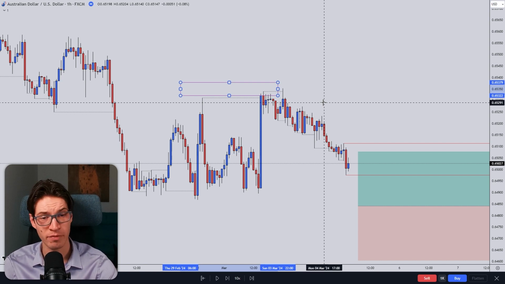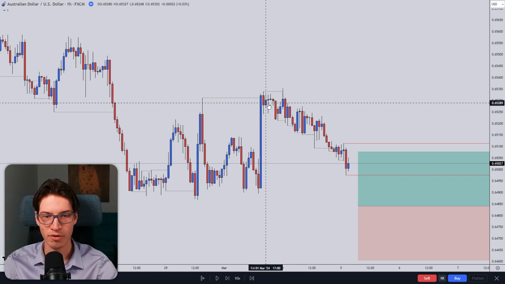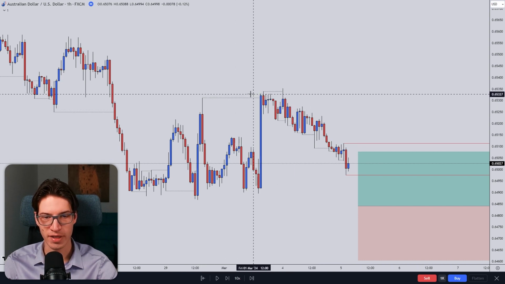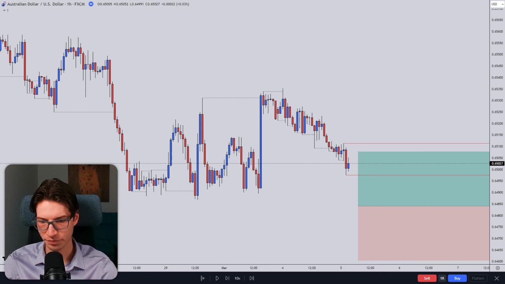I stop trading at 5 p.m. on a Friday, London time. I start trading at 8 a.m. on a Monday, London time. So I wasn't looking for a sell, but some traders did take a sell here on the top, a rejection of this liquidity area above the range. It was a nice winner as well.